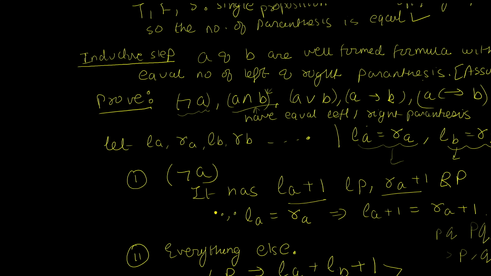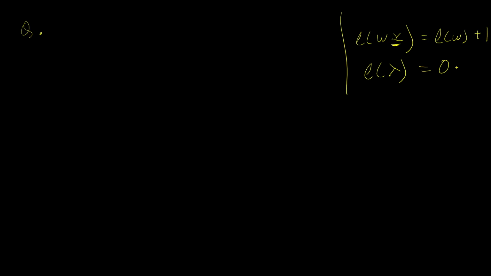Alright, we'll do one more problem from language and alphabet. So we looked at the definition of length of a string yesterday, the recursive definition of the length of a string. I'll just put it here for context. We said that the length of any word with its last character separated is equal to the length of the remainder plus 1. So this is our recursive definition for the length of a string. And then we had a base case that said that the length of the empty string lambda is just equal to 0.